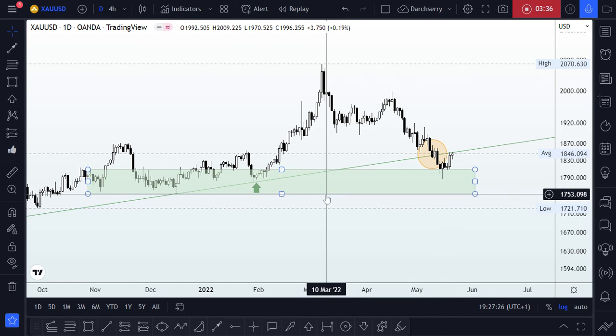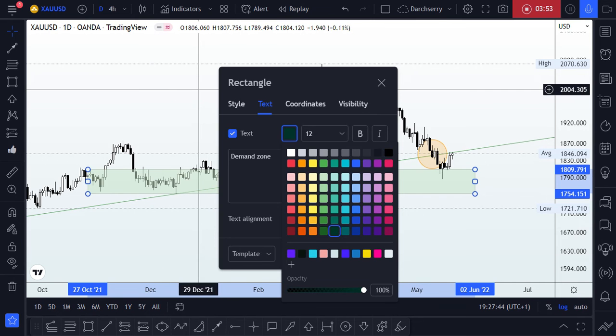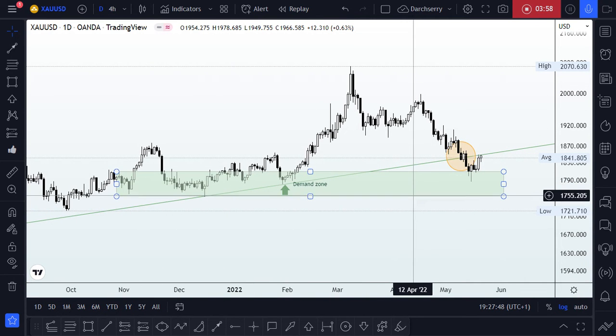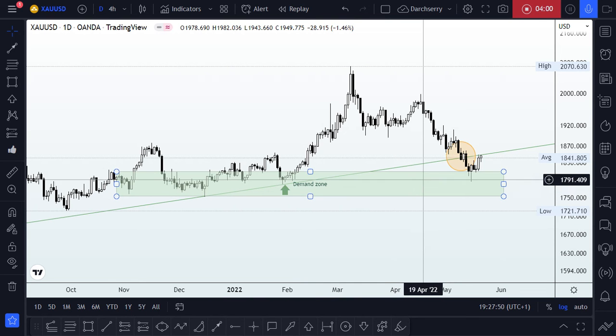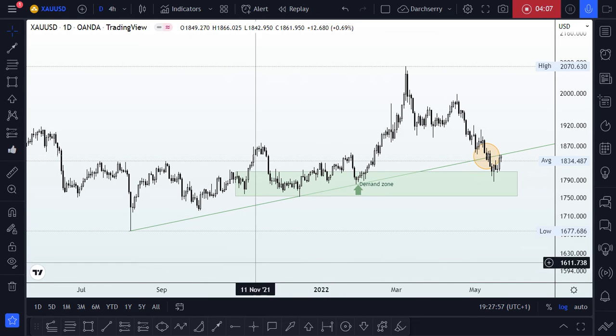So if you allow me at this point, I would like to label this zone, the demand zone. Hold on a second. So we place this in the center, we make it dark green, I guess. So we have the demand zone right here, sitting between $1,750 and $1,800, which is also a strong psychological level at this point.